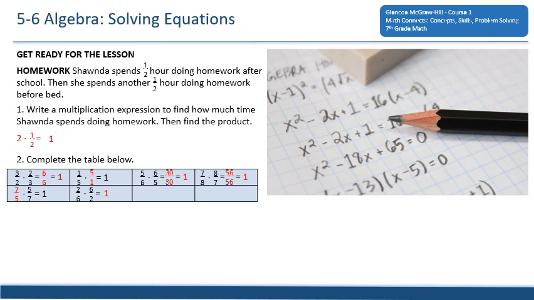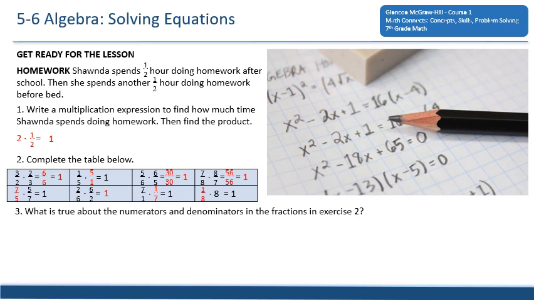2/6 times 6/2 equals 1. 7 over 1 times what equals 1? 1 over 7. And what times 8 equals 1? 1/8. What is true about the numerators and denominators in the fractions in number 2? They're switched.